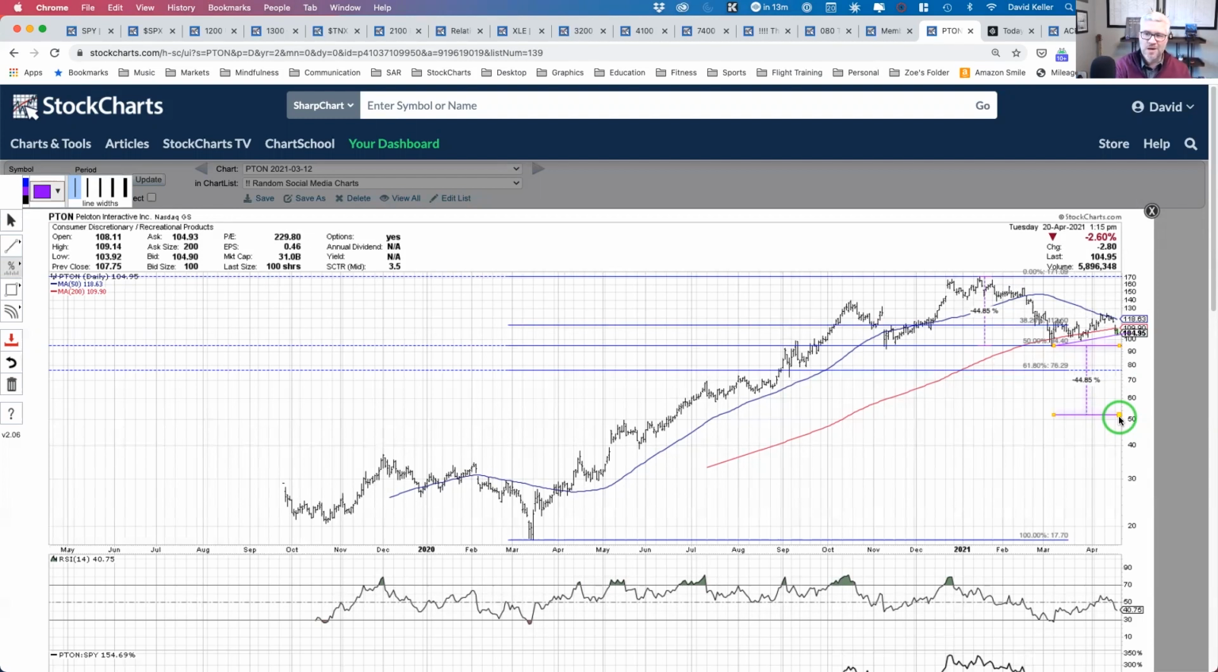So if you see anywhere where they talk about Peloton being a head and shoulders, that is incorrect according to the rules of technical analysis. Until you break $95 a share, that would confirm it as a head and shoulders top and kick in some of these negative price objectives that we've talked about.